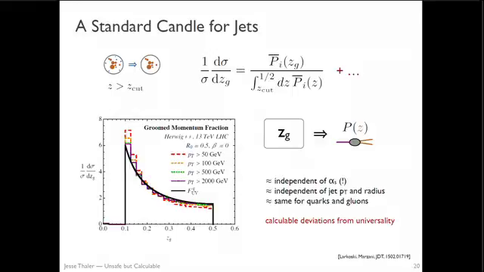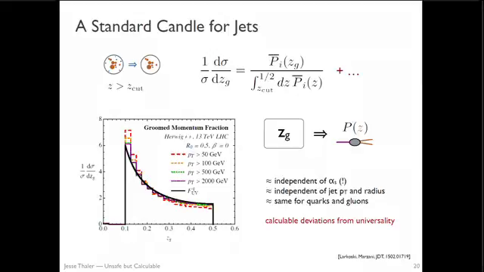It's independent of the jet PT and the jet radius at lowest order. It's even the same for quarks and gluons, which is remarkable. Of course, that's just this leading order term. There's plus dot, dot, dots, which give you calculable deviations, which you can even see here between the black curves and these other curves. But those deviations flow away when I RG evolve deep into the UV.